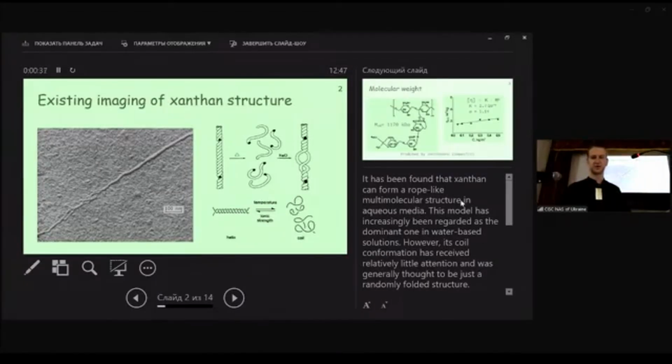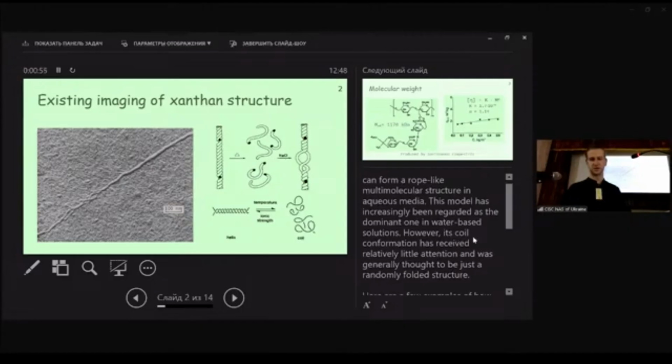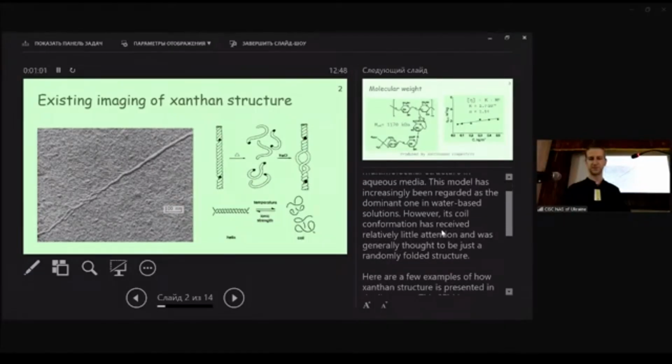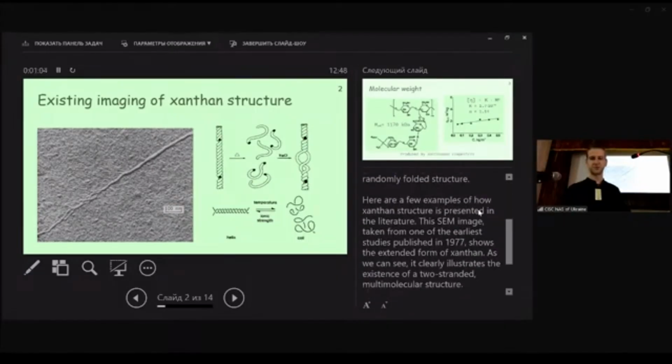It has been found that xanthan can form a rope-like multimolecular structure in aqueous media. This model has increasingly been regarded as the dominant one in water-based solutions. However, its coil conformation has received relatively little attention and was generally thought to be just a randomly folded structure. Here are a few examples of how xanthan structure is presented in the literature.